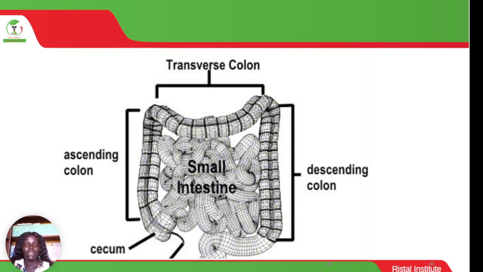We have the large intestine and the small intestine. As you can see, in the large intestine we have the cecum right there, then we have the ascending colon, then the transverse colon and the descending colon right there.